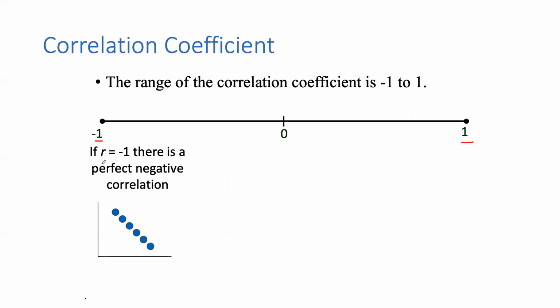And let's talk about the ends. If R is -1, there are two elements to it. First of all, the negative sign indicates that there is negative correlation.